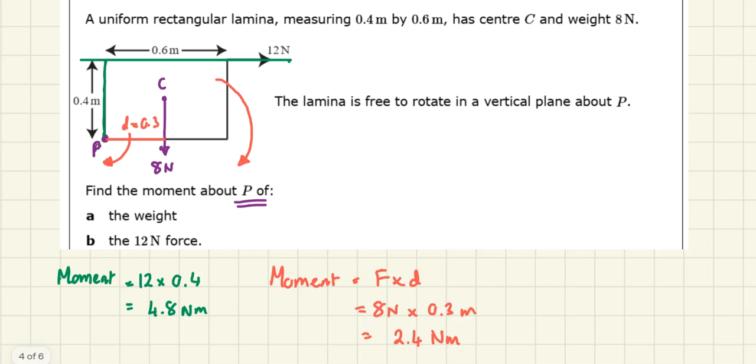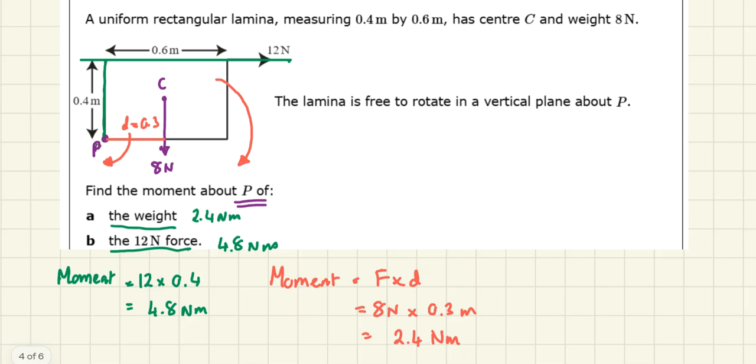Yes. So what's A? Is A 4.8 plus 2.4? No, they're separate. The moment about P of the weight, that's causing the 8 Newton, is 2.4 Newton meters. B is 4.8. Now, what is the total moment applied around point P? That would be 7.2. Yeah, so the total clockwise would be 7.2 Newton meters.